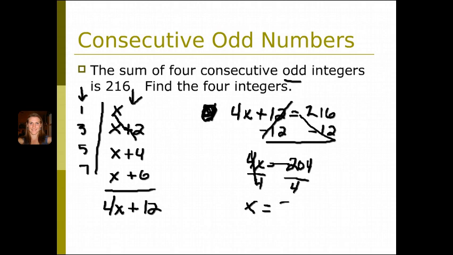Well, it's asking us to find the 4 integers. Well, we found the first one. So our first one should be 51. The second odd integer would be 53. Then 55, and 57. To test those, make sure they're correct, add those four together and see if they equal 216.